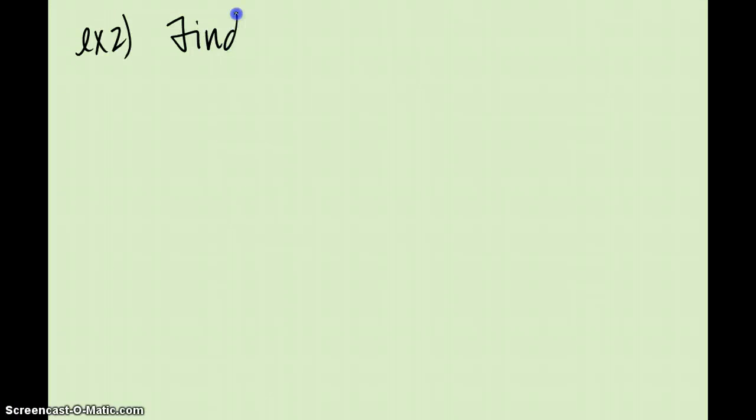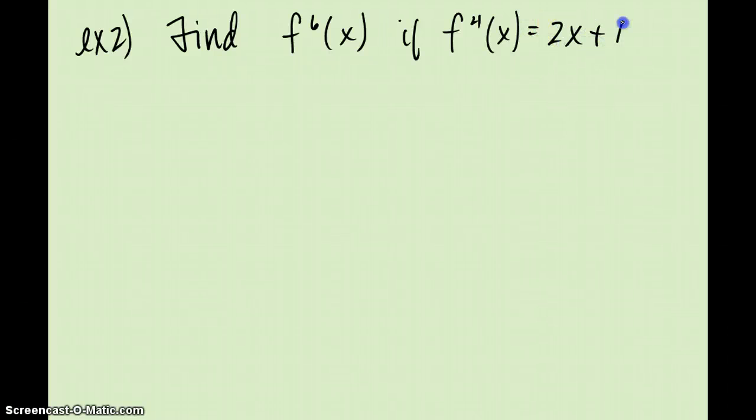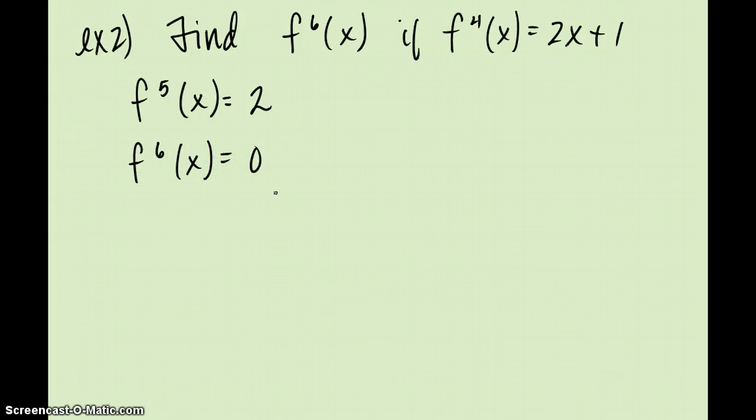It could also be asked for this. Find the 6th derivative if we know the 4th derivative is already 2x plus 1. Then the intermediary, the 5th derivative, using the power rule, would be 2, and therefore the 6th derivative, the derivative of any constant, is 0.